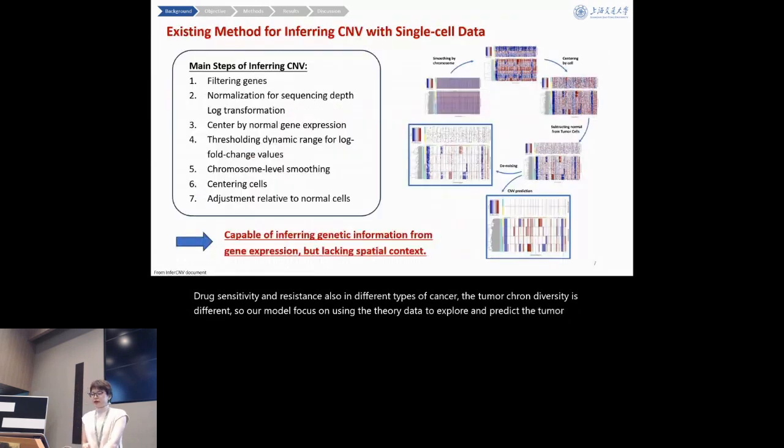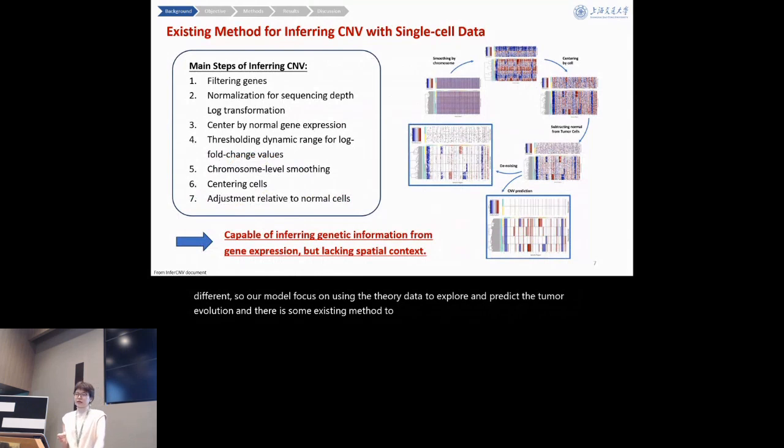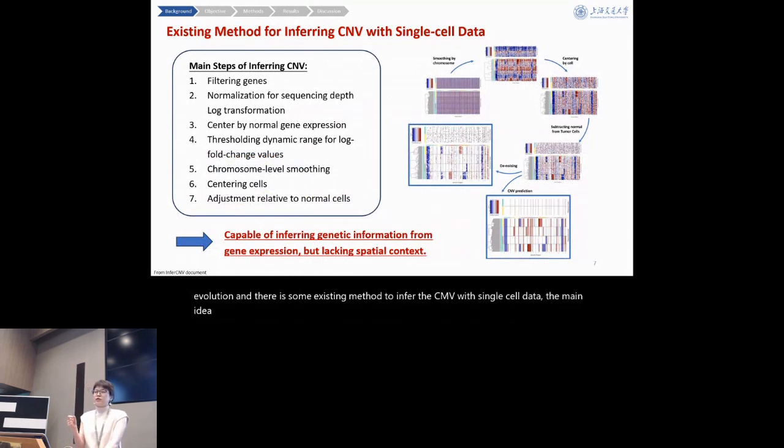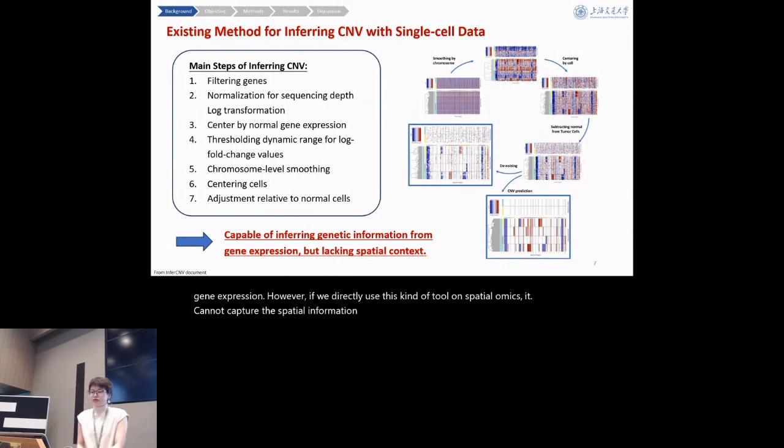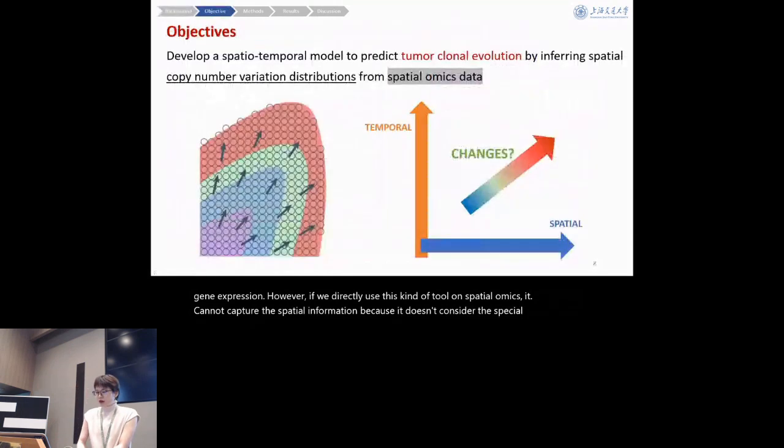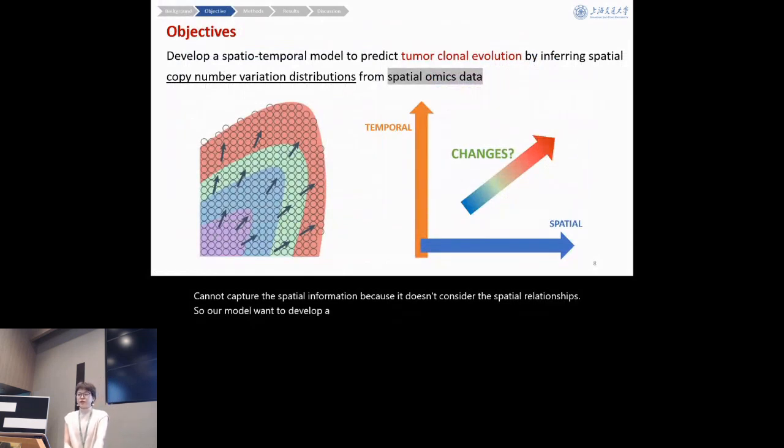And there are some existing methods to infer CNV with single-cell data. The main idea is to use smoothed gene expression data to infer the genetic information from the gene expression. However, if we directly use this kind of tool on spatial omics, it cannot capture the spatial information because it doesn't consider the spatial relationships. So our model wants to develop a spatial temporal model to predict the tumor evolution by inferring spatial copy number variation distributions from spatial omics data.